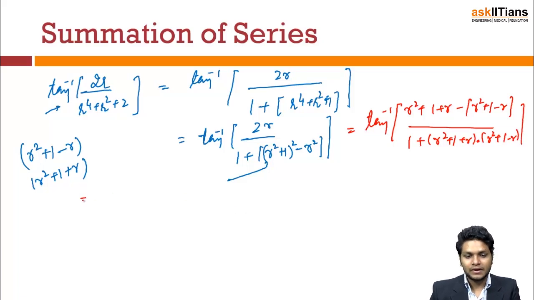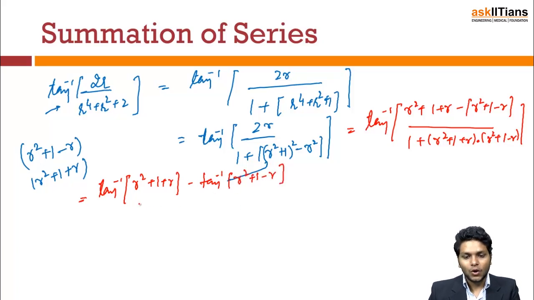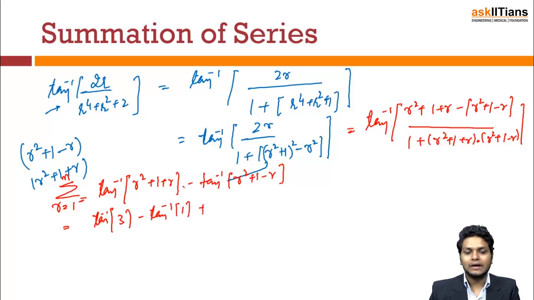So I know that this can be written very easily as tan inverse of (r square plus 1 plus r) minus tan inverse of (r square plus 1 minus r). Now once this is done, I need to just put in values of r starting from 1 to n. So if I put r as 1, what will I get? This will be tan inverse of 1 plus 1 plus 1, that is 3, minus tan inverse 1. Second term, I'll put r as 2. The first term will be tan inverse of 4 plus 2, 6, plus 1, 7, minus tan inverse 3.